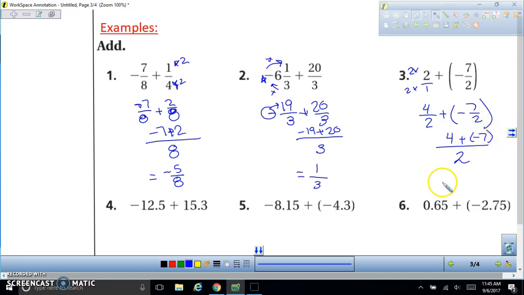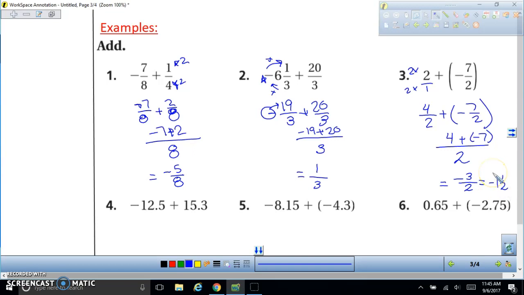Okay, so our answer is going to be negative. And what's 7 minus 4? When I do the subtraction, I'm not keeping track of signs because I already got the sign. 7 minus 4 is 3, so negative 3 halves. 3 halves simplifies down to negative 1.5.